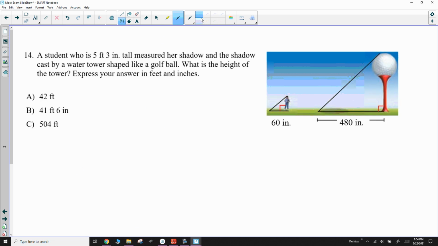A student who is 5 foot 3 inches tall measures her shadow and the shadow cast by a water tower shaped like a golf ball. What is the height of the tower? Express your answer in feet and inches.